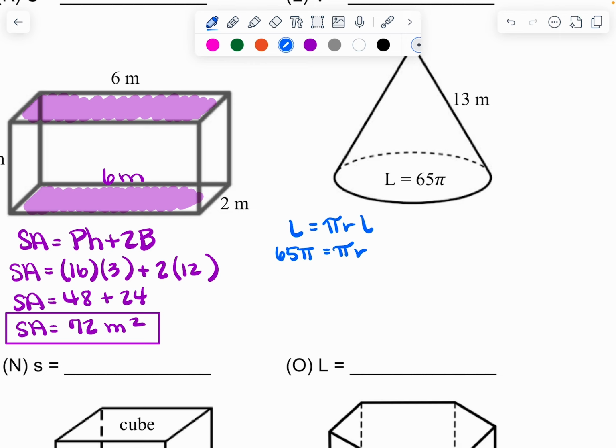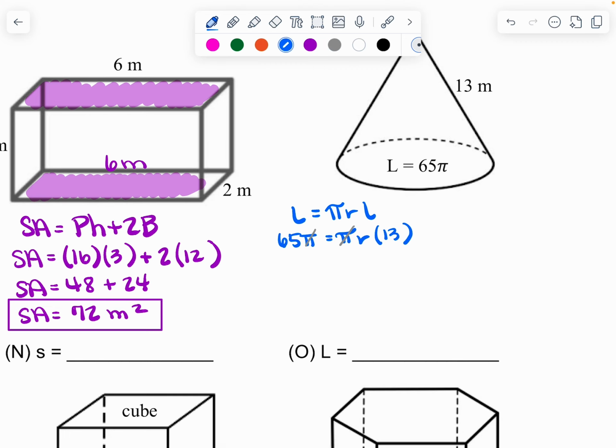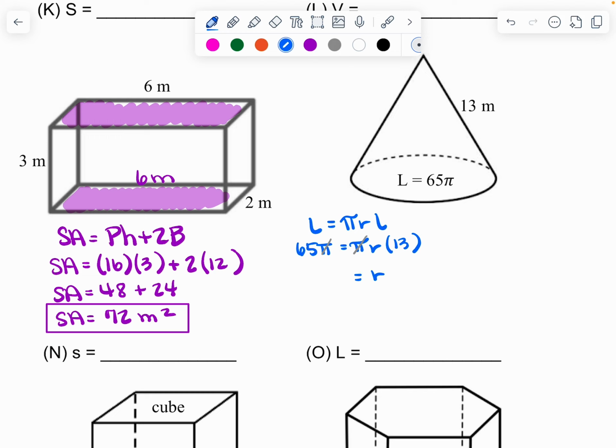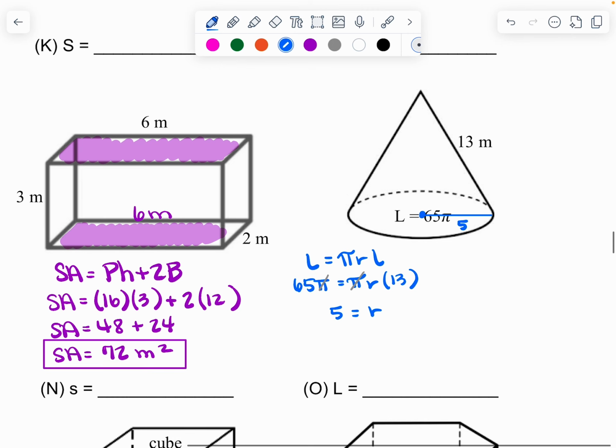And I'm going to plug in what I know. So 65 pi equals pi, I don't know the radius, but I do know the slant height is 13. Okay, so again, like we've been talking about, you can just omit the pi's because they'll divide out of each side. So we're essentially just dividing both sides by 13, which is going to give us 5. Which is awesome because now I know, I'm just going to cover over that if everyone's okay with that.